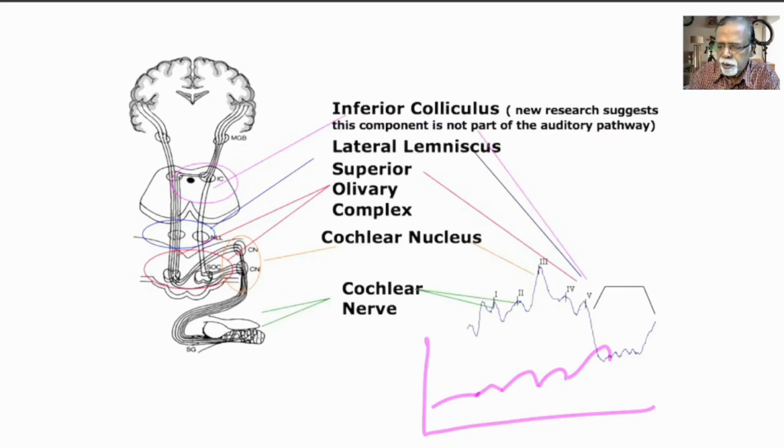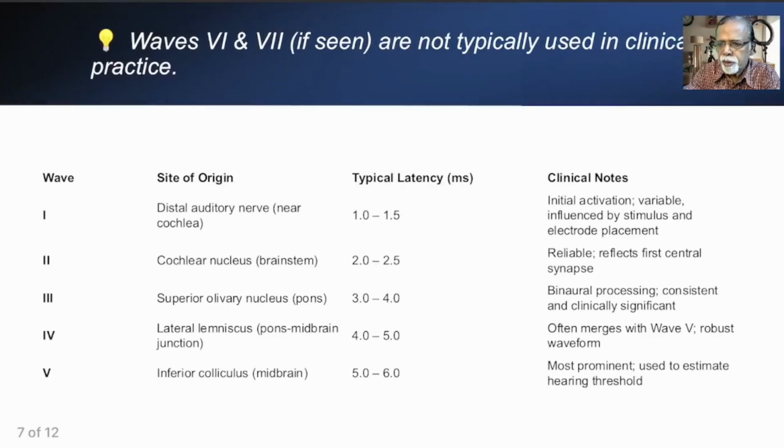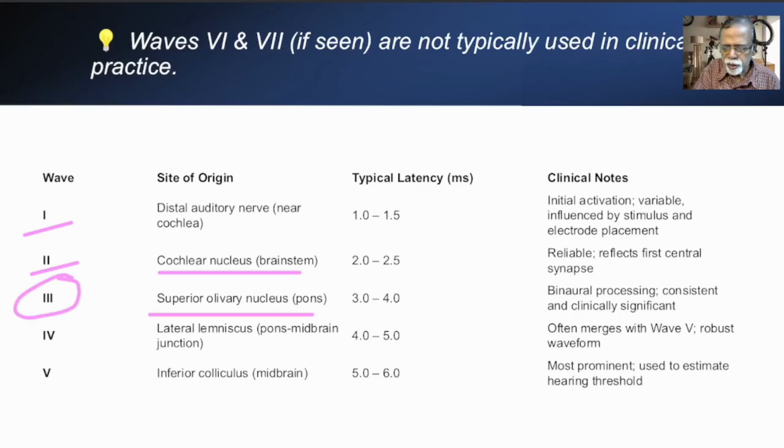Even though it is easy to say, these waveforms are difficult to differentiate. So I will repeat once more. The auditory nerve forms wave 1, the cochlear nucleus in the brainstem, wave 2, the superior olivary nucleus, remember SON, wave 3, and wave 4 is by the lateral lemniscus, and wave 5 is the inferior colliculus in the brainstem, that is, the midbrain.